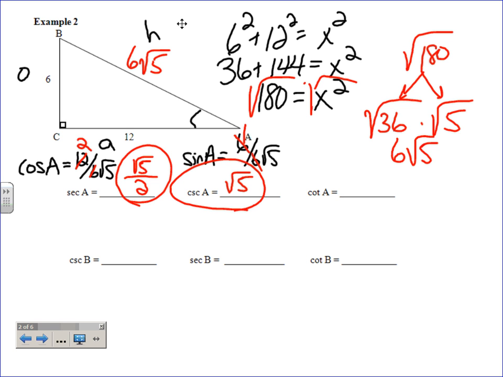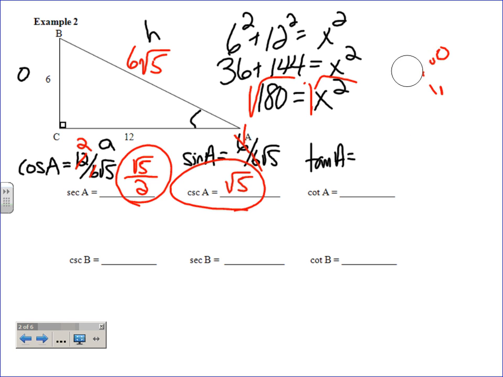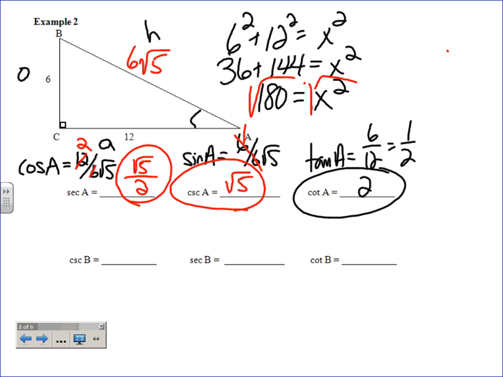Okay, which leaves us with cotangent, probably the easiest one to remember, that really you're just looking for tangent. And tangent, again, is opposite over adjacent. So opposite is what? 6 over 12, which reduces to 1/2. Is the answer 1/2? No, the answer is 2. Okay. Any questions on that?